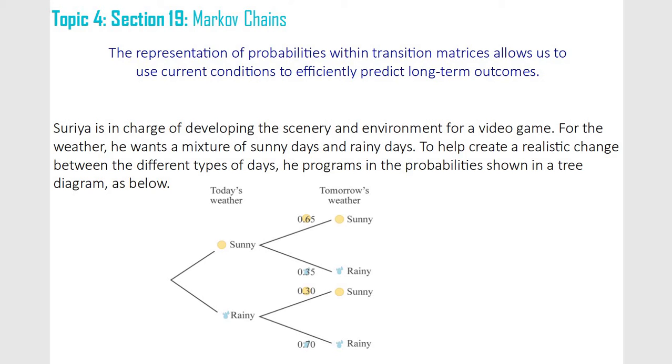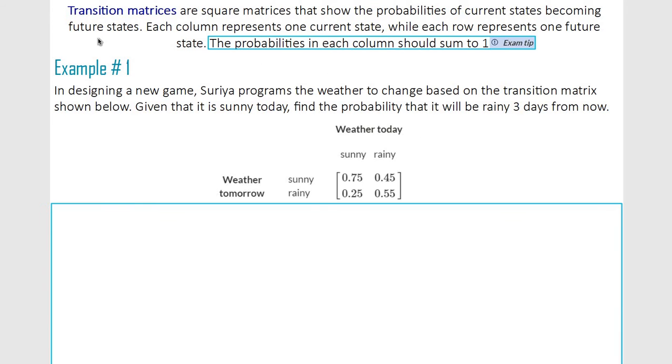We can put this into a transition matrix by simply writing it like this. The top part has today's weather, and the rows are tomorrow's weather, so what you're predicting. Now, the definition would be right here. The probabilities in each column should sum to 1, which makes sense because if today is sunny, well, it's either sunny or rainy. That's what you start with, and you're predicting tomorrow's weather based on that.